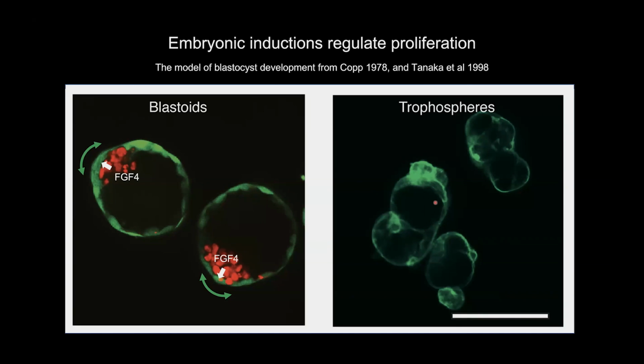And trophospheres are formed exactly in the same way as blastoids, but without the embryonic stem cells. So we deposit the trophoblast stem cells in those microwells that you might have seen in the previous slides, and we use the exact same medium that we use to form blastoids, but we do not put the ES cells. And you can see already that the trophospheres are quite different as compared to the trophoblast of blastoids. And this already tells you a little bit about the role of those cells.